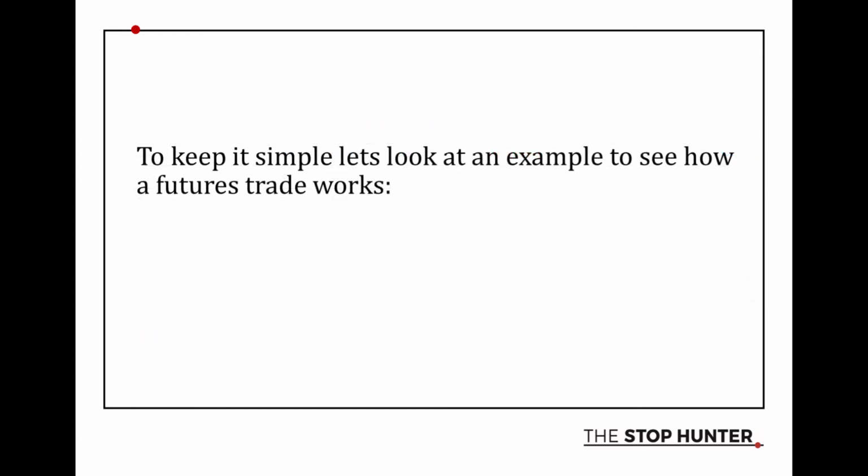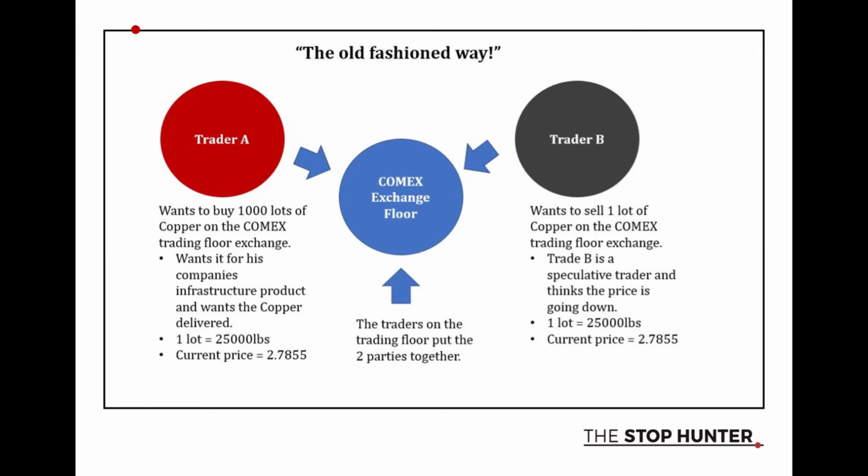So now let's step through a simple example of how a futures trade gets put together. We've got an example using a metal, and that metal is copper. It used to be traded on the COMEX before the CME bought them up, and in this example trader A wants to buy 1,000 lots of copper from the COMEX, and he wants it for his company's infrastructure product and wants the copper delivered. Now one lot, as we know, equals 25,000 pounds, and the current price is 2.7855.